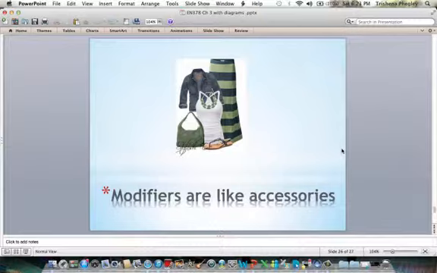You can have some basic words, a subject, a verb, an object, but then the use of modifiers kind of dress it up and change that sentence completely.